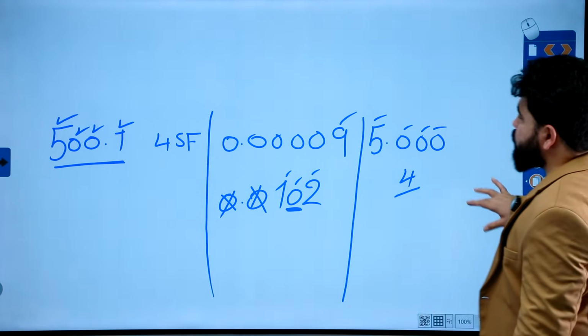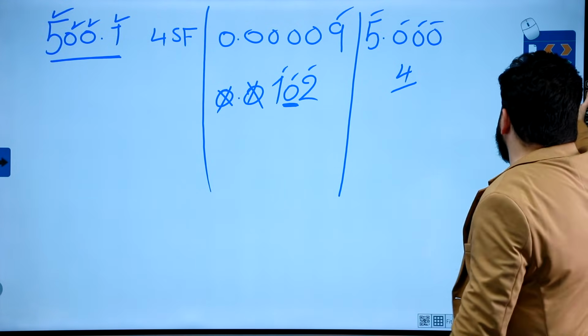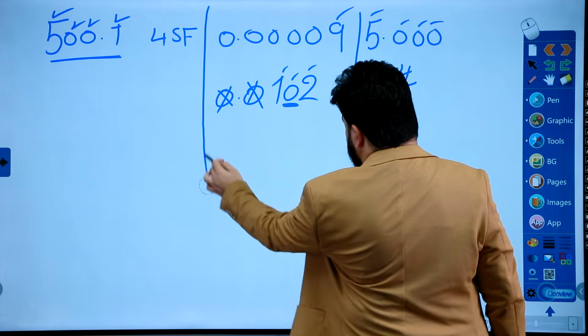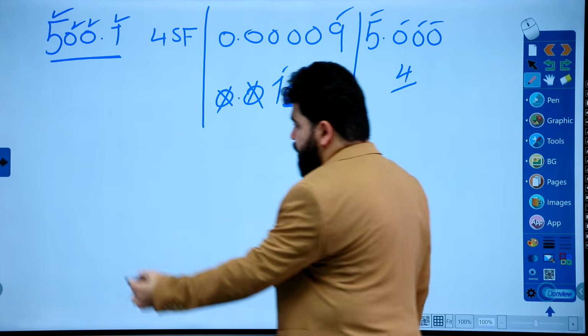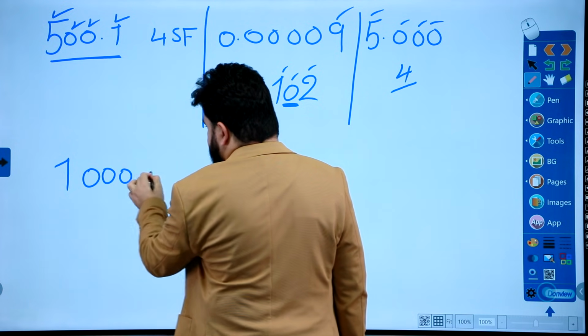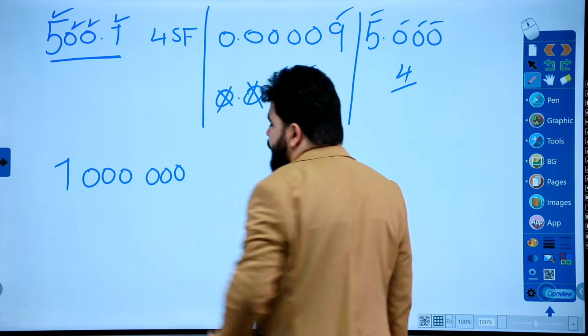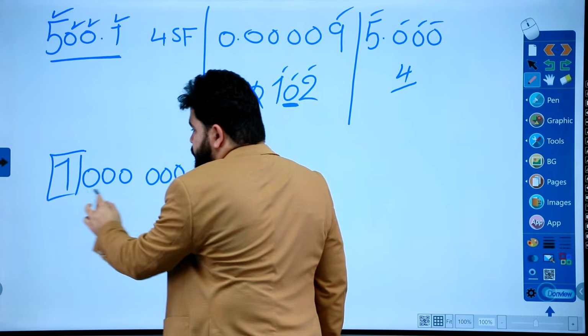Now, zeros in numbers that don't have a decimal are not considered significant if they are not between two non-zero digits. For example, let's say you have 1 million. How many significant figures do I have? Only one. Be careful. Only this one is counted.